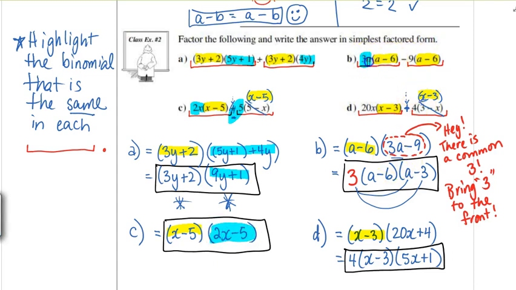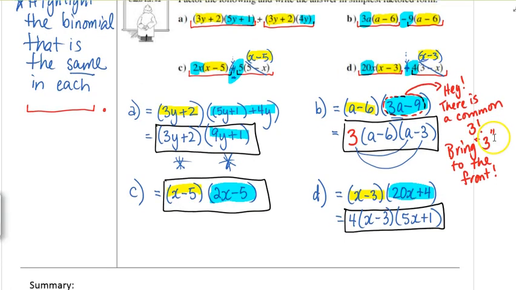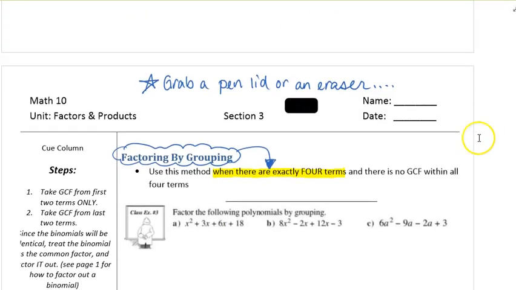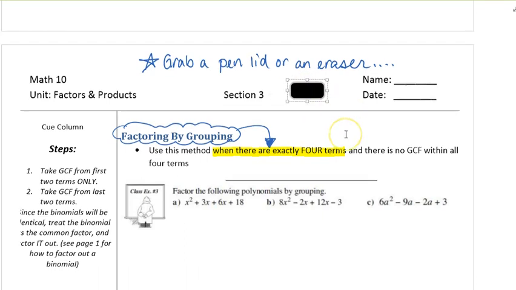Okay, so I really like highlighters. It just helps me figure things out. So yeah, go ahead, highlight away. The blue is what was left behind and the yellow is what came to the front. Now, we've got to step this back. If you can find yourself a pen lid or an eraser, something, this is mine. I made myself a little brick here. You can go get it right now.